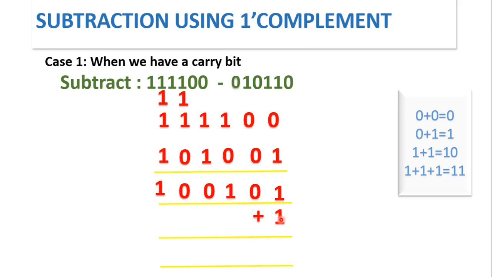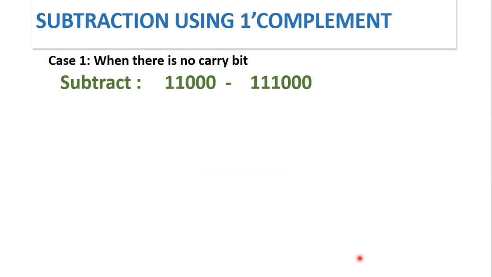So 1 plus 1 would be 10, 1 plus 0 would be 1, and the other numbers would be written as it is because there are zeros here. You can even cross check it. The numbers were 60 minus 22 and that is equal to 38. So our final answer is 100110.